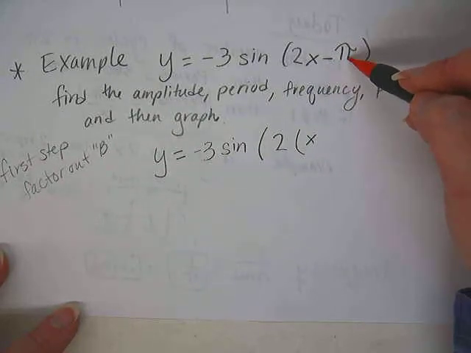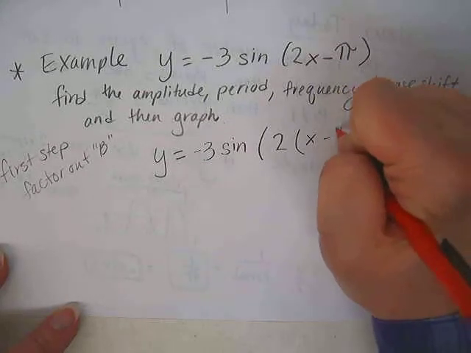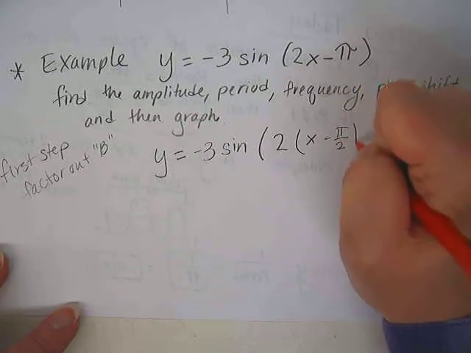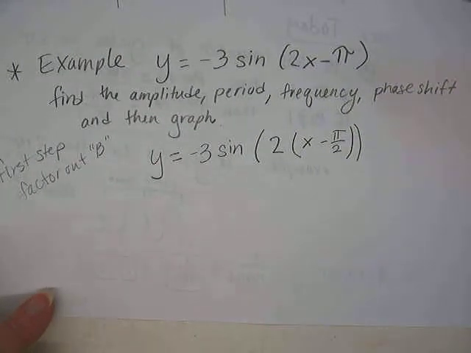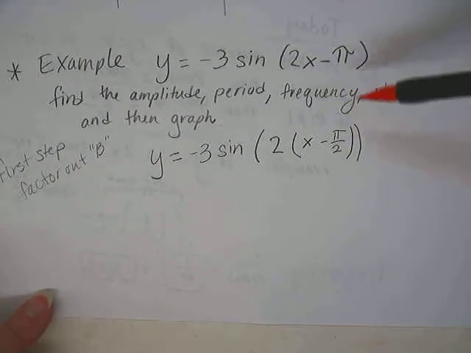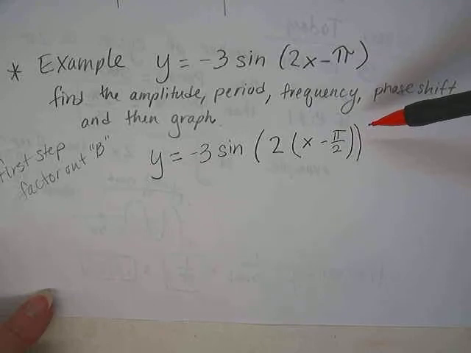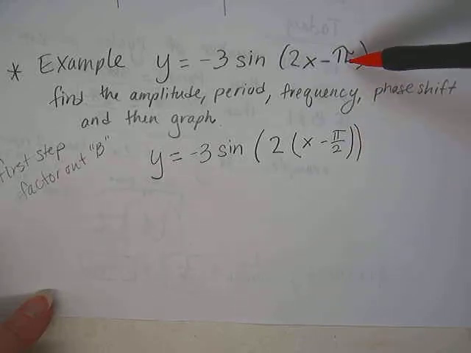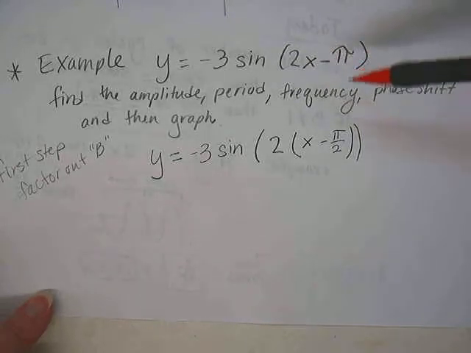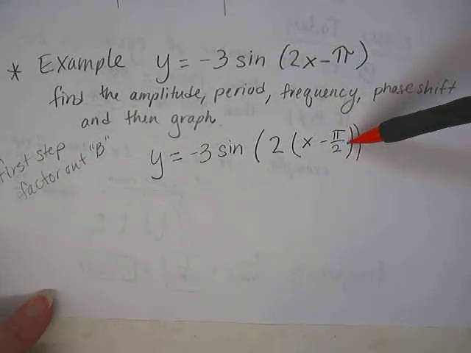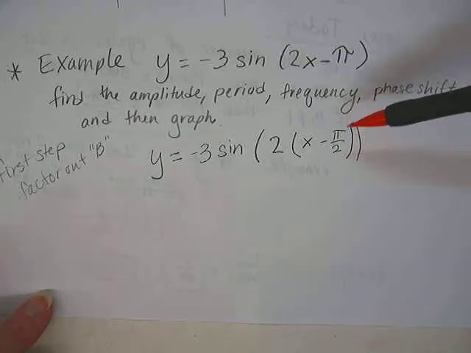Is it minus pi? It's minus pi halves. It is very, very common on a problem like this to do the wrong phase shift. The wrong phase shift is the most common error because frequently people will say, oh, the phase shift is to the right pi. Good job going to the right, but it's not pi, it's pi halves.